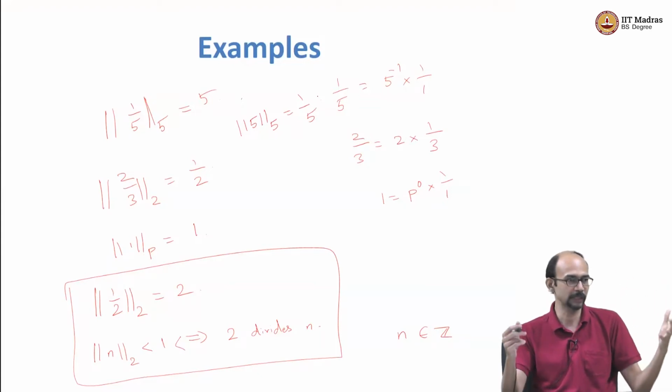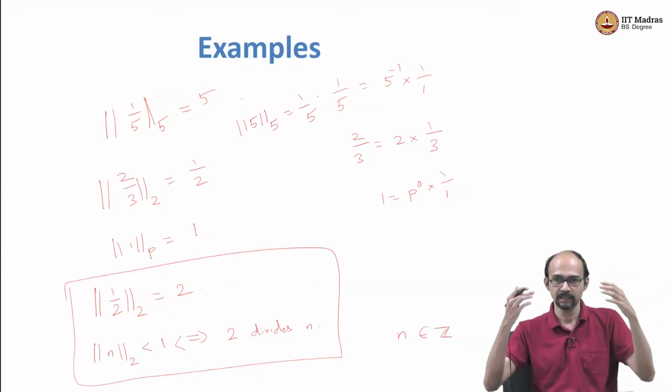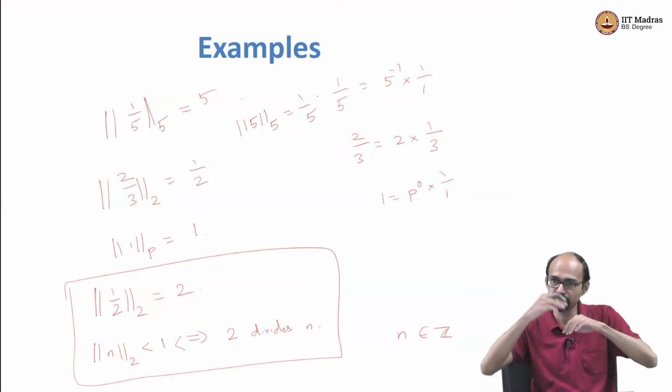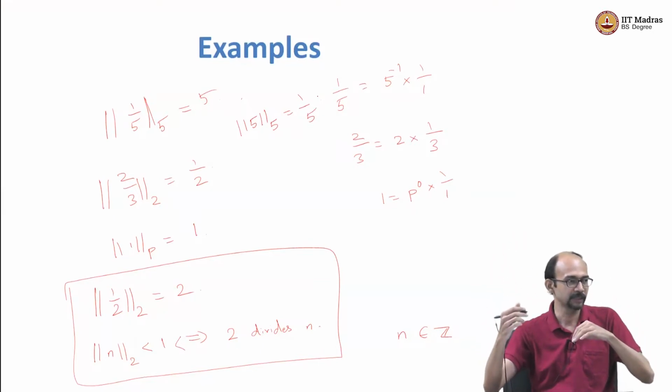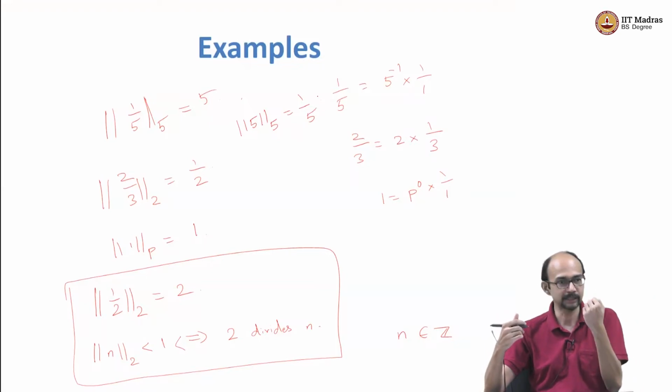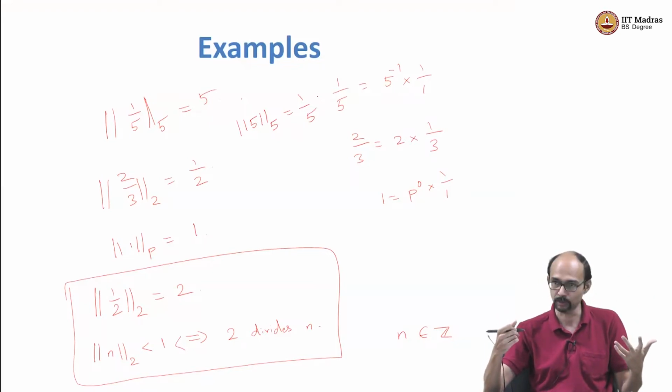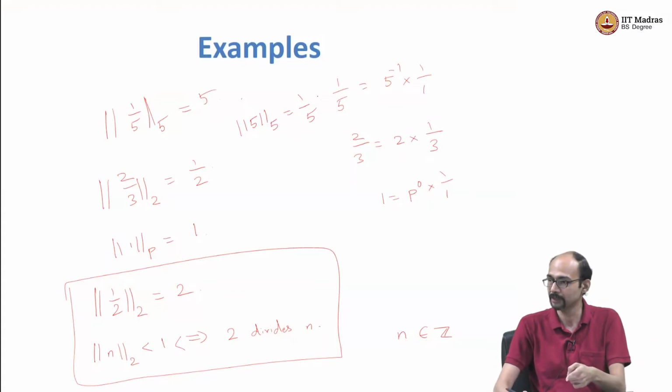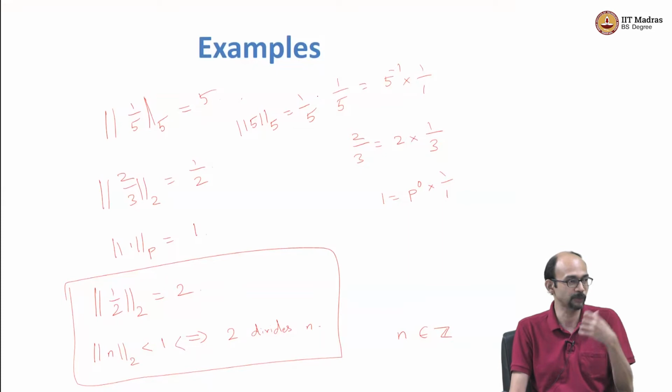When you do usual calculus or geometry, if something is far away from 0, then it usually has a large norm. If something is close to 0, it has a small norm. That's what distance is about. But here exactly the opposite is happening. The norm of 5 is 1 by 5, but the norm of 1 by 5 is 5. In fact, the norm of 1 by 5 squared will be 5 squared, so it's even larger. So this is a very weird norm.